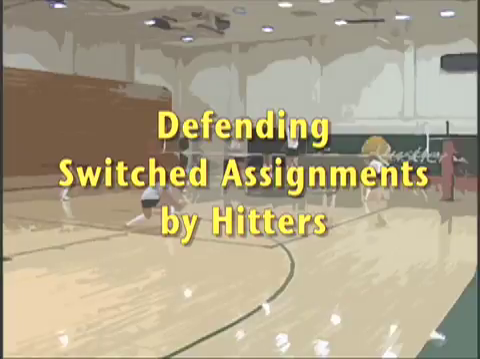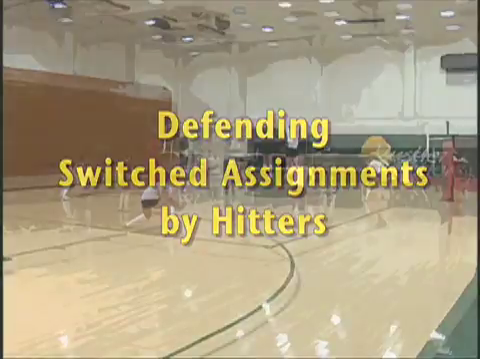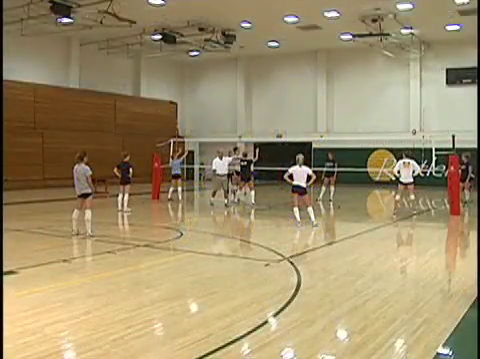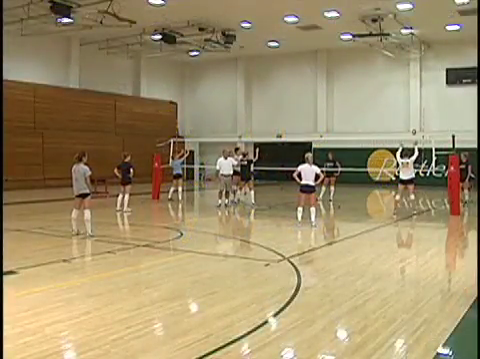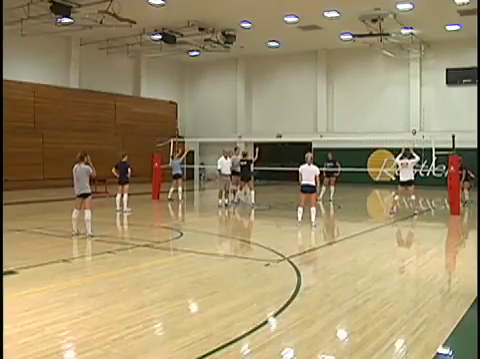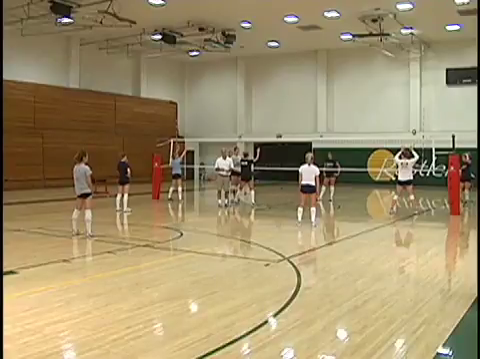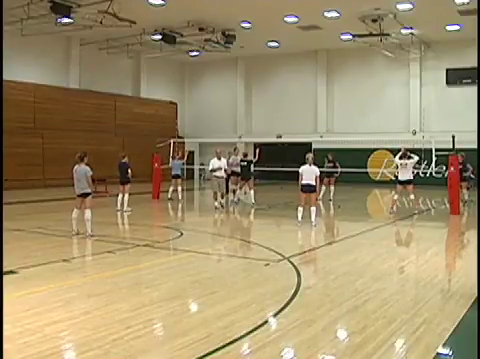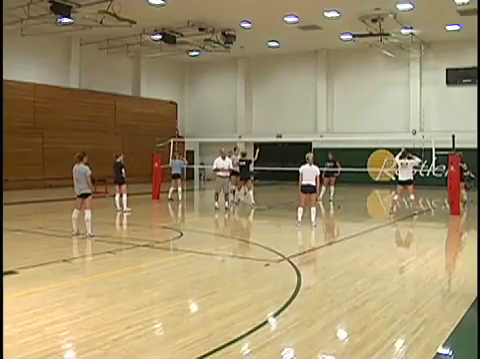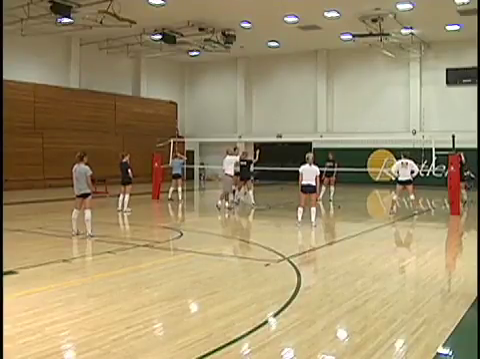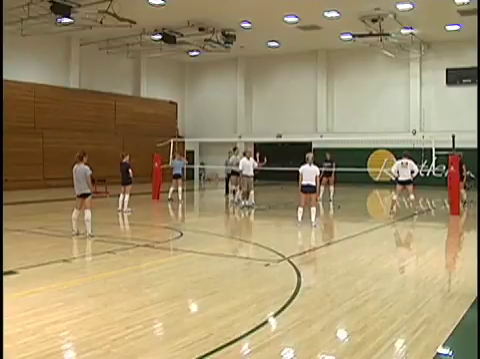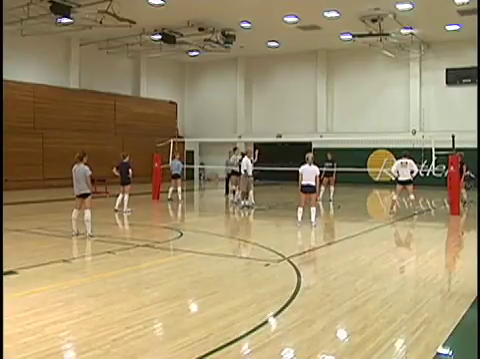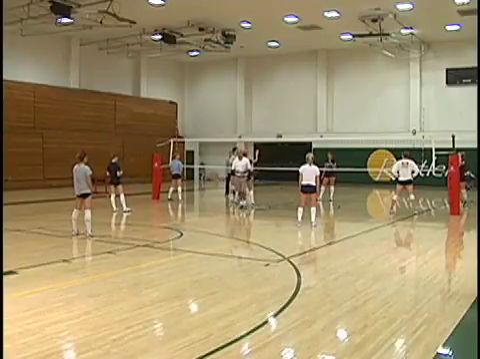Okay, we're in our basic positioning on defense. We have 3 hitters. Our right side starts on the antenna, our middle starts on the setter with the middle hitter, and our left side starts with the right side hitter. Every player has a primary assignment of a hitter. That's their primary hitter. When the ball's set outside, our middle will try to go help. When it's back set, she would go to the left trying to help.